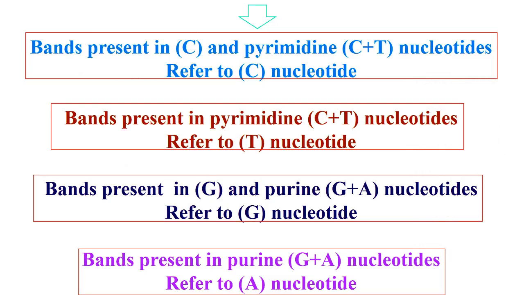So, bands present in cytosine and pyrimidine nucleotides refer to cytosine nucleotide. Bands present in pyrimidine nucleotides refer to thymine nucleotide. Bands present in guanine and purine nucleotides refer to guanine nucleotide. And bands present in purine nucleotides refer to adenine nucleotide, as mentioned in next slide.